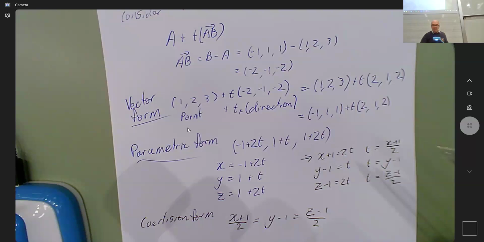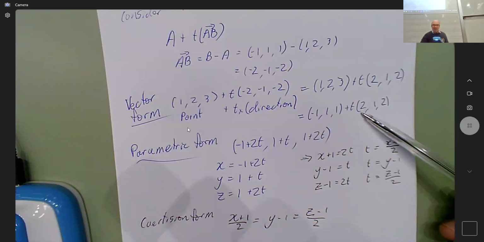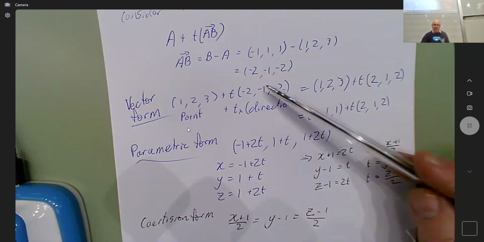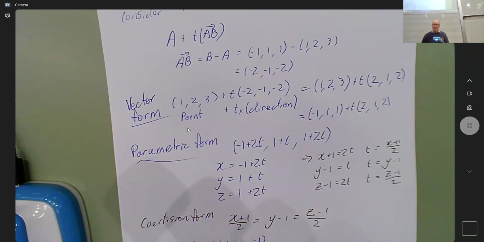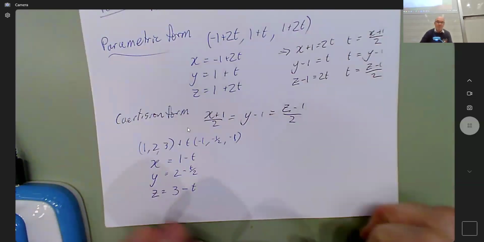You know how I said up here, I could actually multiply through by a constant. Maybe what I'm going to do is go back a step and make that constant just a half. So my line would then become (1, 2, 3) plus t by (-1, -1/2, -1). And so that would mean my x would be equal to 1 minus t, y would be equal to 2 minus t on 2, z is equal to 3 minus t. And there we go, beautiful.